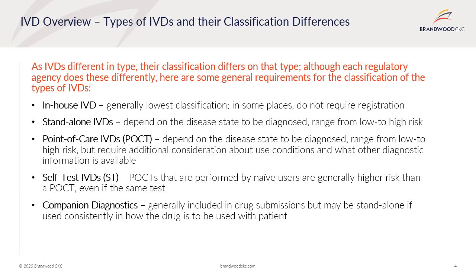And then companion diagnostics are kind of outside of the general classification scope, although they're generally tied to the drug submissions. If they are standalone, the classification is really dependent on how it's to be used with the patient in combination with the drug. So we'll go into one of the changes that the TGA has made on the companion diagnostic side in a bit, but I think that gives you an IVD overview of the types and how the classifications fit with those types.